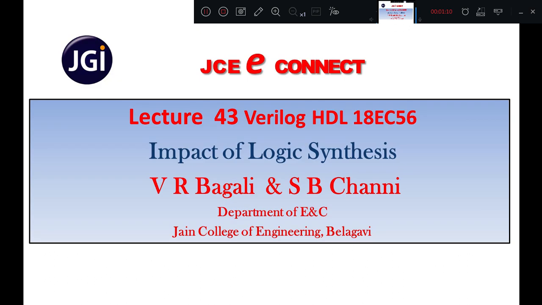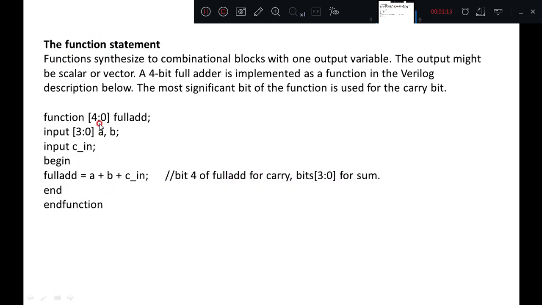Function [4:0] full add, so it is returning a 5-bit value. A cout and a 4-bit sum, together 5 bits, it is returning. We know that a function can return one value.